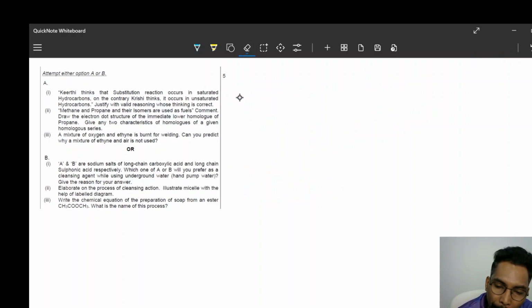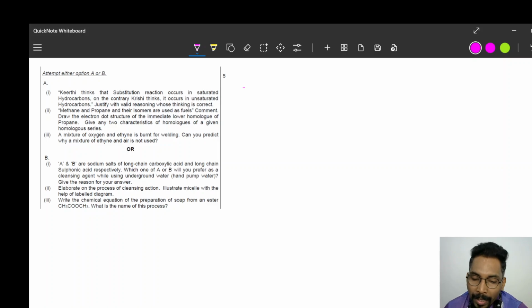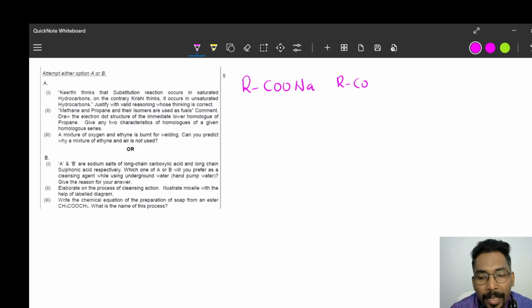Next, elaborate on the process of cleansing action of soap, and illustrate micelle with the help of a labeled diagram. As I already told you, soap is sodium or potassium salts of long chain fatty acids or long chain carboxylic acids. So RCOONa if it is sodium salt, RCOOK if it is potassium salt. What is this R? This R is an alkyl group, a hydrocarbon chain.